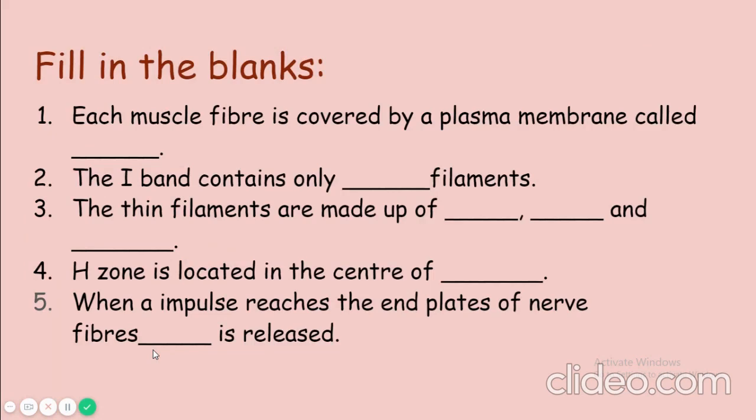First, each muscle fiber is covered by a plasma membrane called dash. Second, the I band contains only dash filament. Third, the thin filaments are made up of dash, dash and dash. Fourth, H zone is located in the center of dash. Fifth, when an impulse reaches the end plates of nerve fibers, dash is released. Which hormone is released?